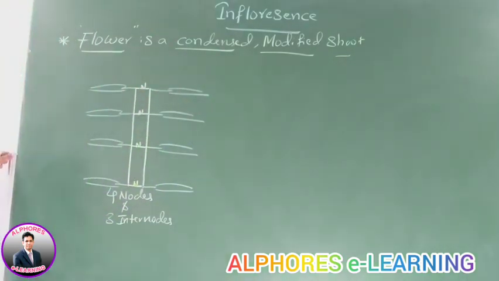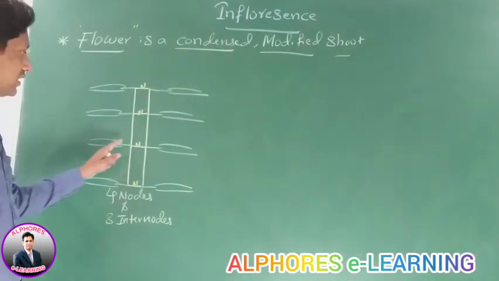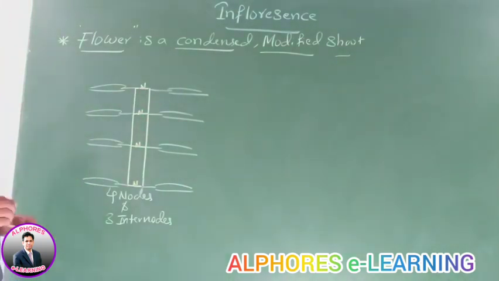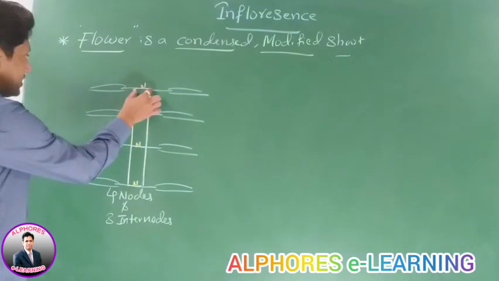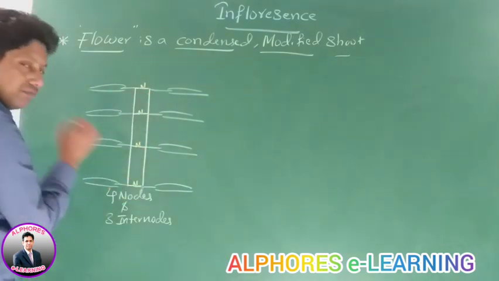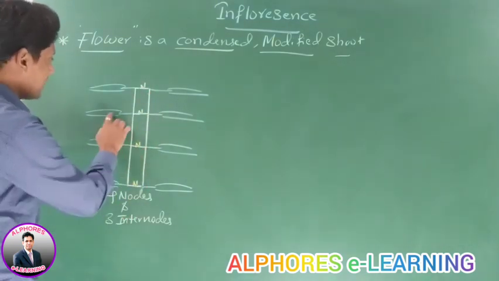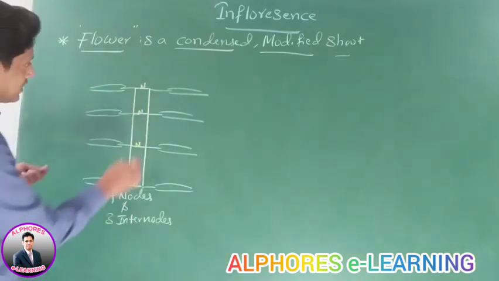From nodes, what are developed, sir? Leaves are developed, right? Now listen to this statement. Sir, what is this one? This is the stem, right? What are all these, sir? These are leaves, right?